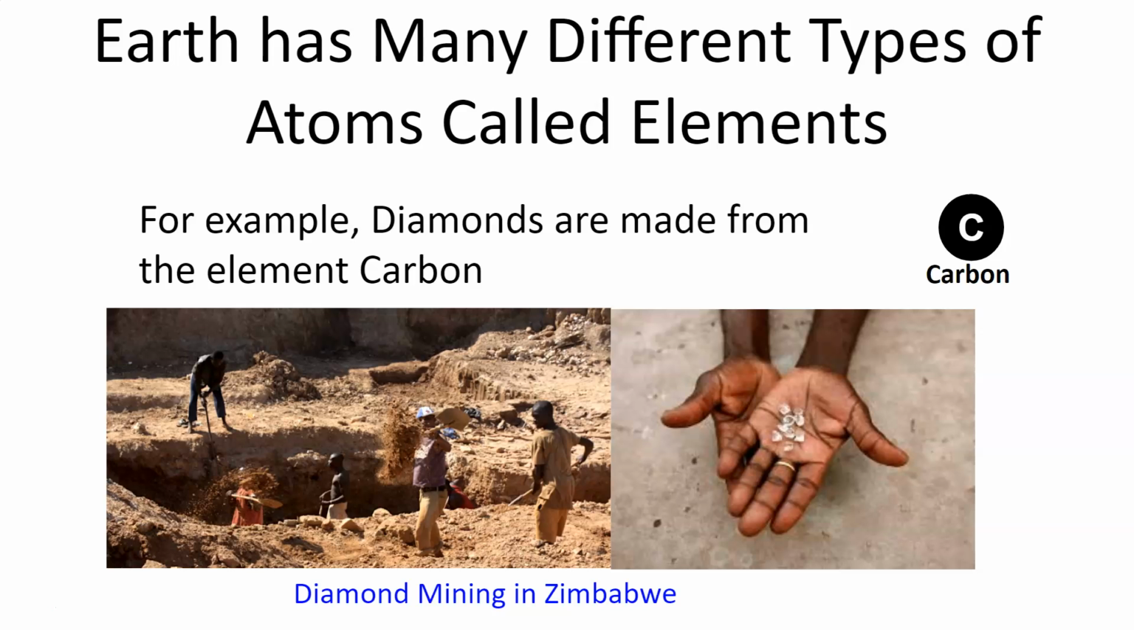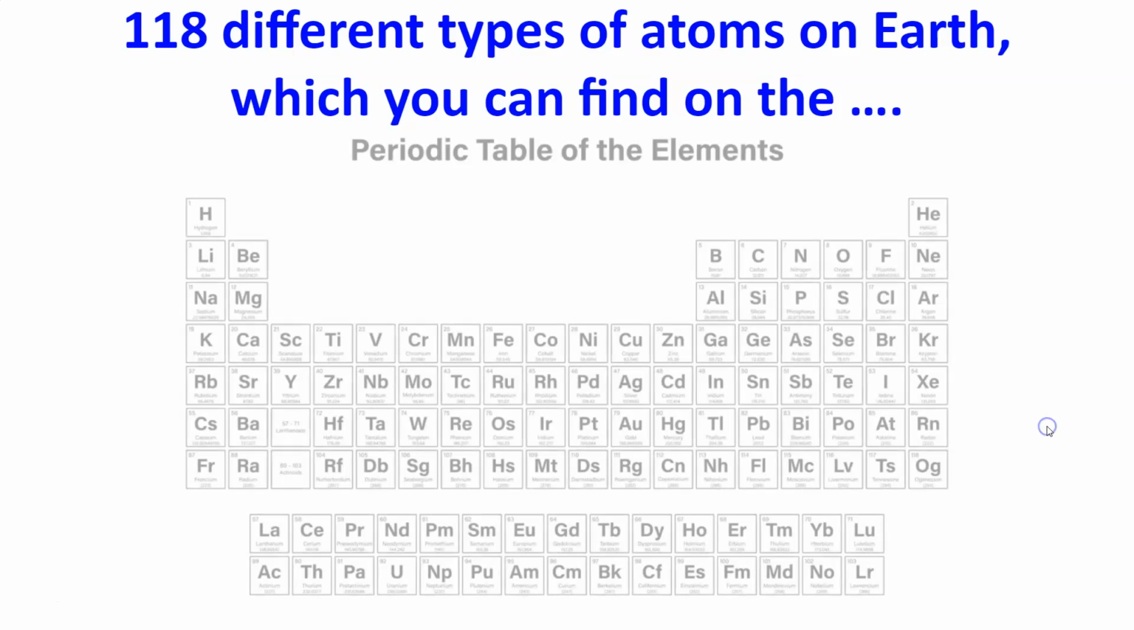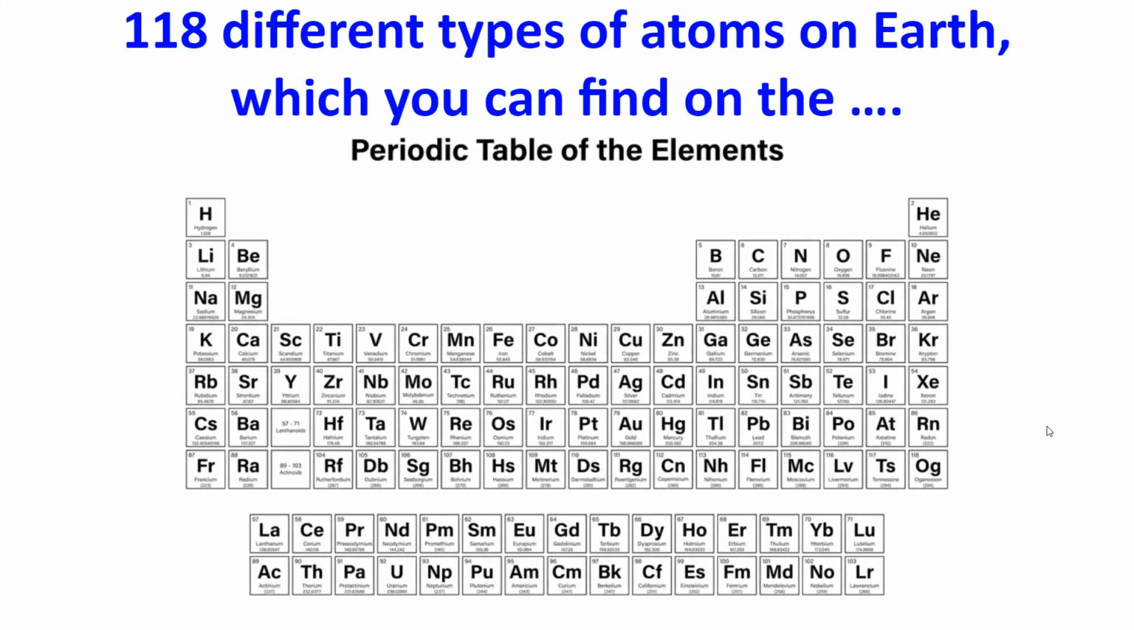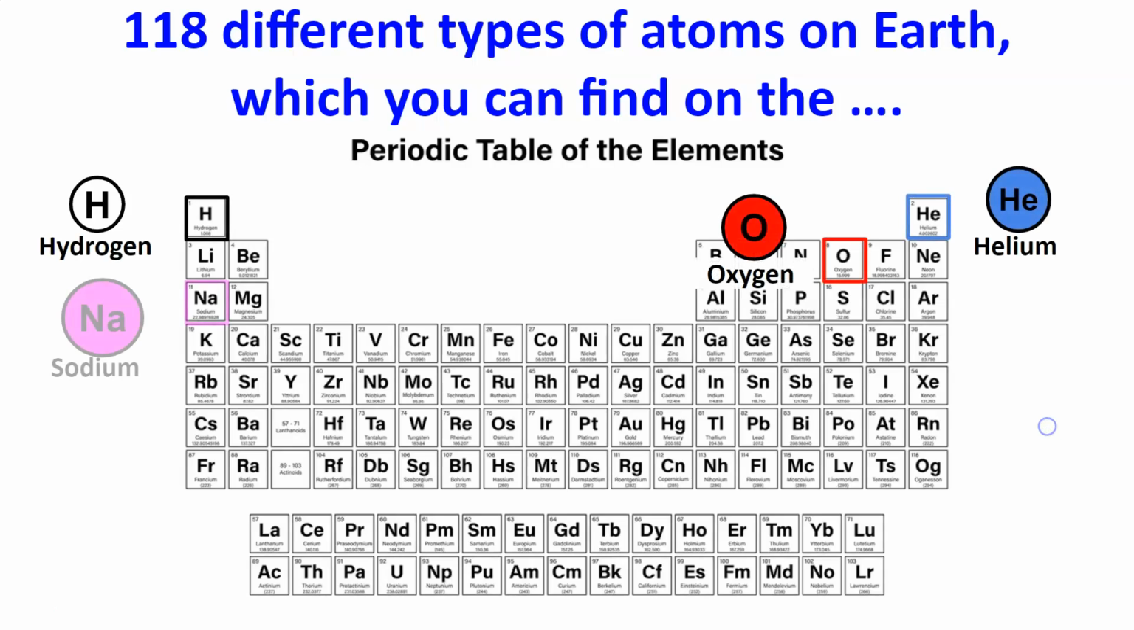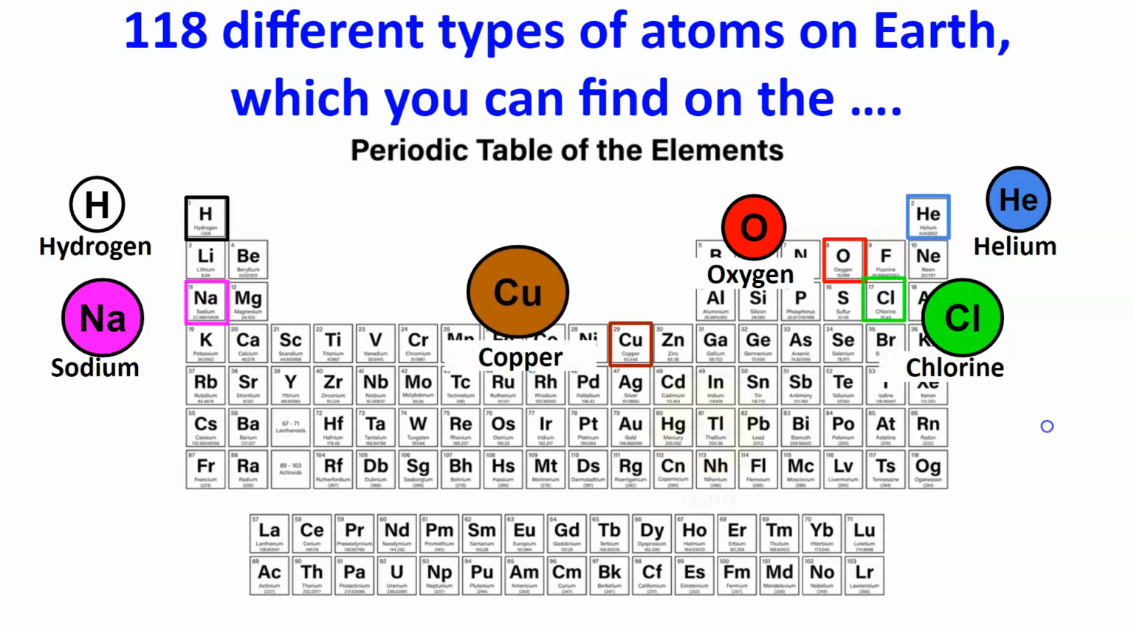But anyway, the main thing is that the Earth has different types of atoms called elements, and you can find those types on the periodic table. In fact, there are 118 different types, right? We have hydrogen, helium, oxygen, sodium, chlorine, copper, and gold. They're all different types of atoms.